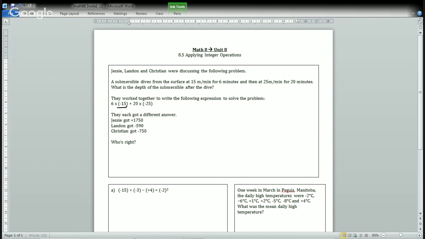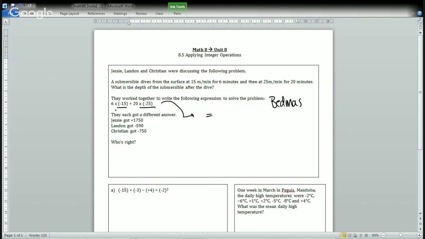So you can see that negative 15 is because they're going down, right, below the surface. Same thing, that negative 25, right, they're going down 25 meters for every minute. So 3 answers. We want to figure out who's right. So the easiest would be to solve it on our own first. Now remember, order of operations: brackets, exponents, division and multiplication in the order they appear, addition and subtraction in the order they appear. So we've got 2 multiplying questions, and then we add them together.